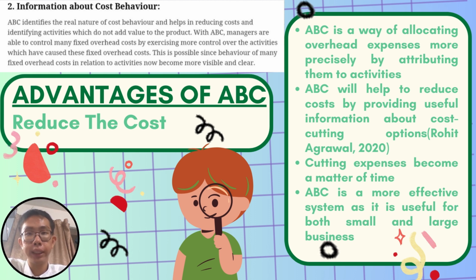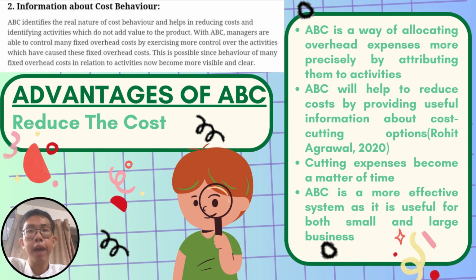If company performance is not accurate, the company has to take drastic actions such as layoffs, and activity-based costing can help avoid this from happening as it will provide many more options to solve the problems. Cutting expenses becomes a matter of time because the managers have more specific and accurate data about the accounts. Activity-based costing is a more efficient system as it is useful for large businesses.